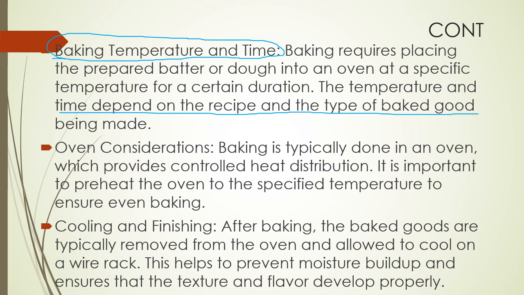The fifth aspect is oven considerations. Baking is typically done in an oven which provides controlled heat distribution. It's important to preheat the oven to the specified temperature to ensure even baking.